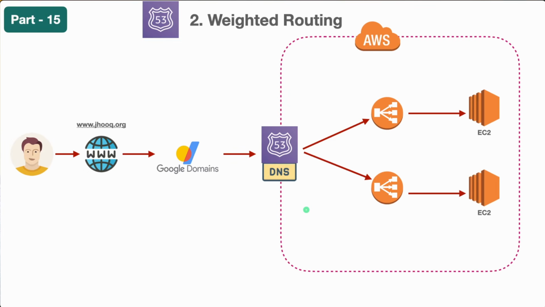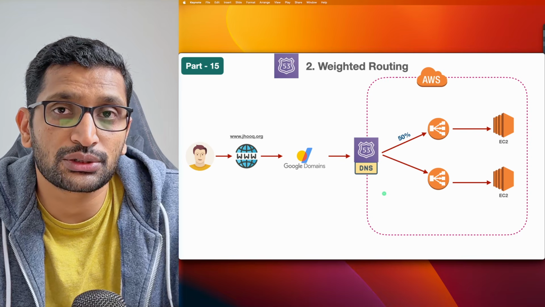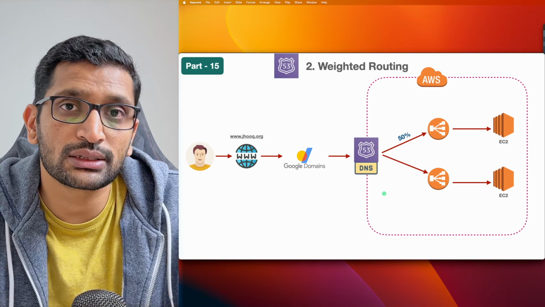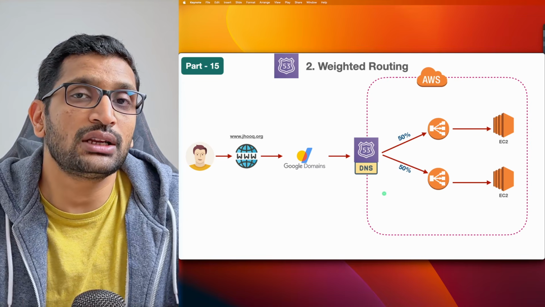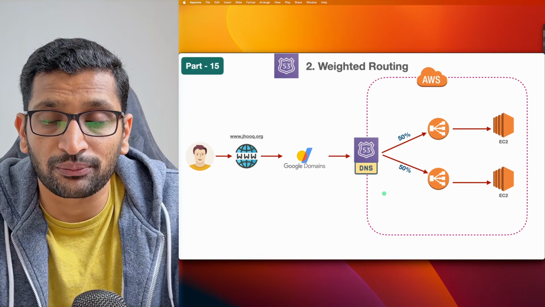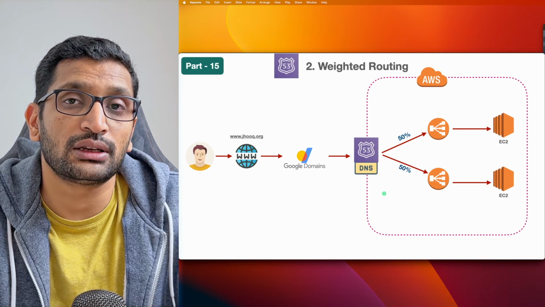And also we can configure the percentage, like how much percentage of traffic should be redirected to the first load balancer and how much should be redirected to the second load balancer. So that's what we call a weighted routing. So let's jump to our AWS console and start setting up another load balancer.